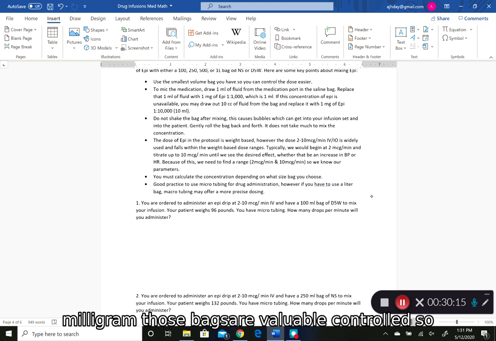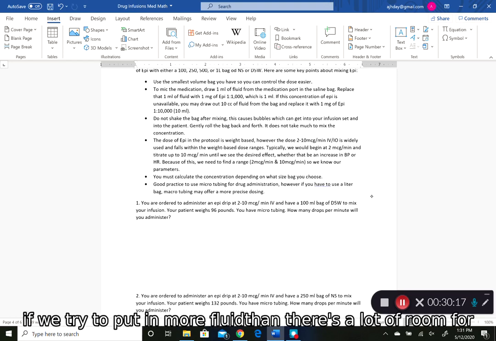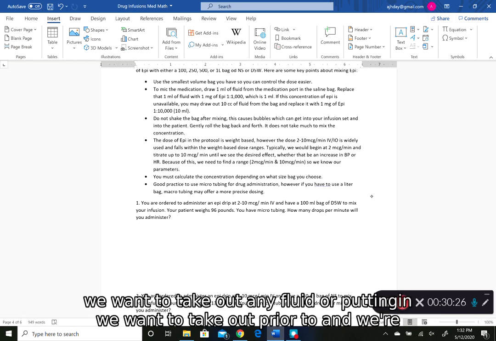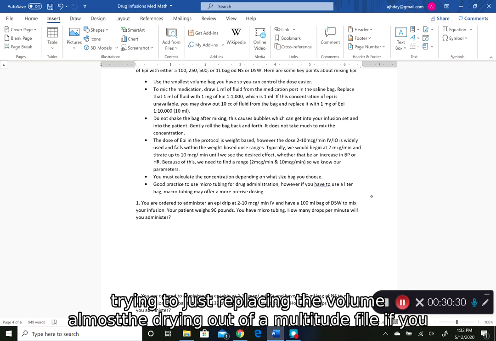Those bags are volume controlled. So if we try to put in more fluid than there's allowed room for, it'll actually push an ml of fluid out of the bag. So we want to take out any fluid we're putting in prior to, and we're just replacing the volume, almost like drawing out of a multi-dose vial.